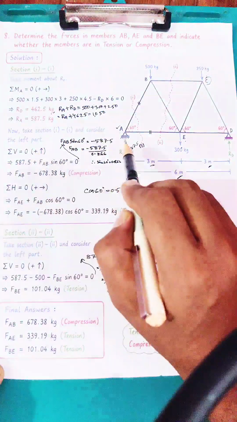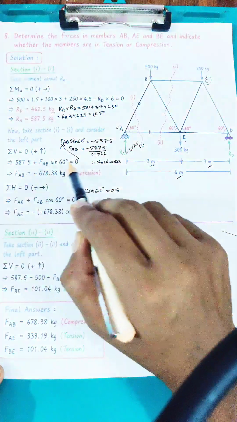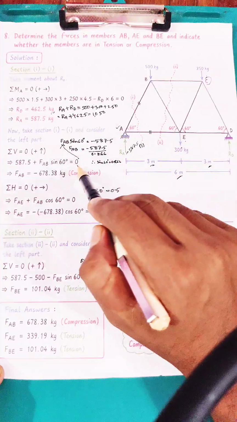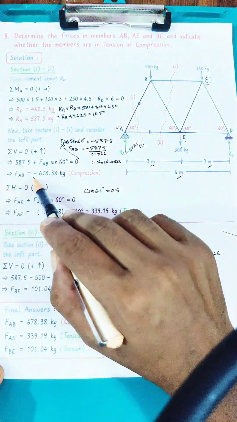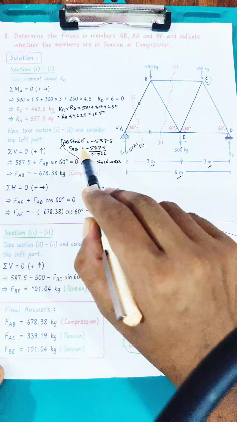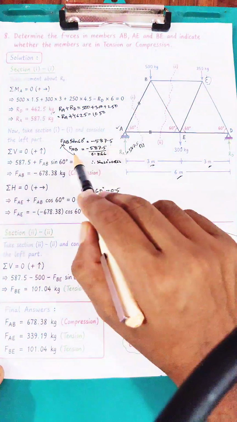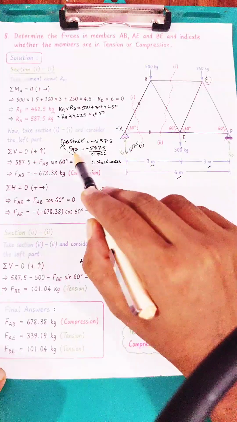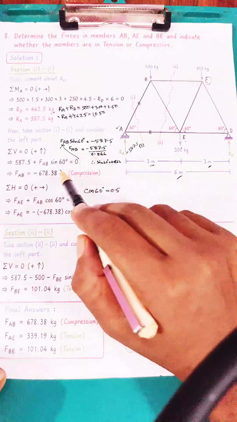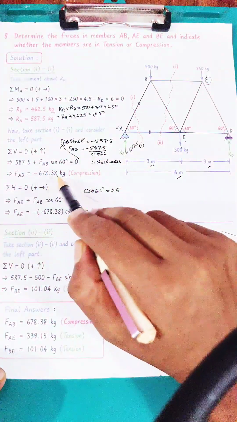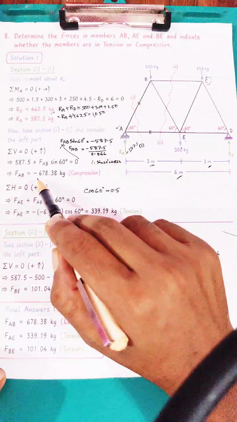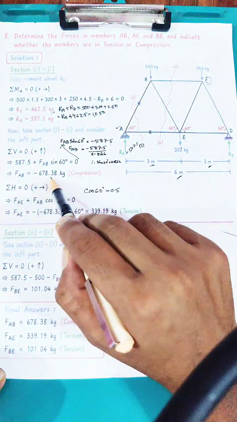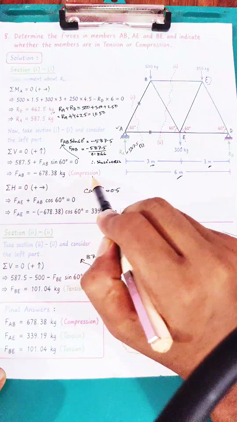For vertical equilibrium, V equals 0, taking upward as positive. So 587.5 plus FAB sin 60 degrees equals 0. So FAB sin 60 degrees equals minus 587.5, then sin 60 degrees equals 0.866, then FAB equals minus 587.5 divided by 0.866. Therefore, FAB equals minus 678.38 kg.